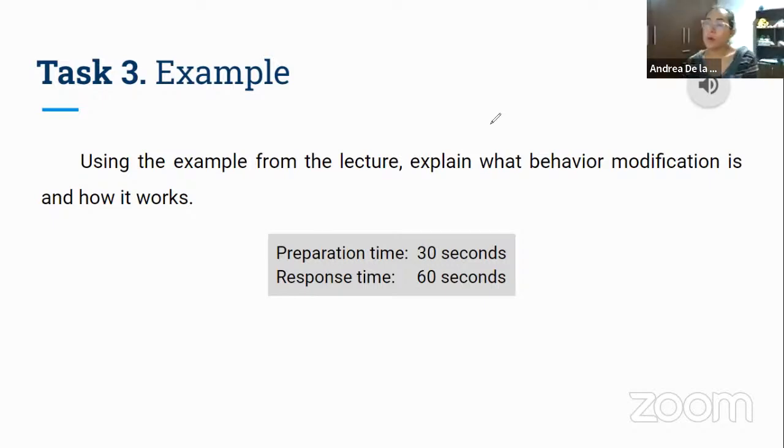Thank you. So, as you can see, it's different because they are not asking you to summarize. They are not like summarize the lecture and summarize the reading. They don't want you to do that. The question is very clear. They want you to explain behavior modification, explain the concept, but don't explain it with just words. Explain the concept with the example that the professor gave to you.